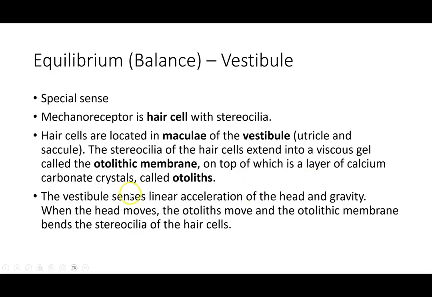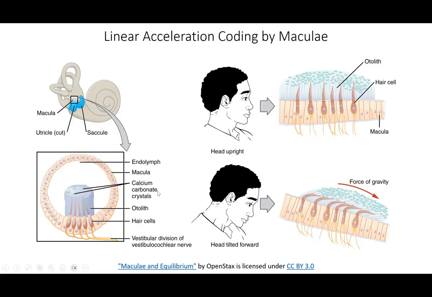So the vestibule is going to sense what's called linear acceleration. So basically movement of the head in some sort of straight line, one direction or another, as well as gravity. So when the head moves, those otoliths move, and then the otolithic membrane is going to bend those cilia on the hair cells. So here's our graphic right here. So we're looking at this region. All right, there's the macula.